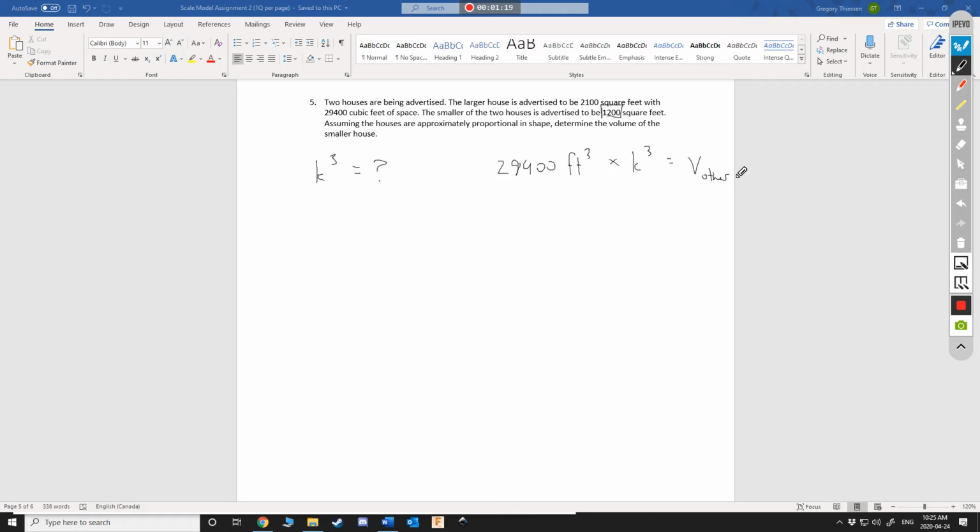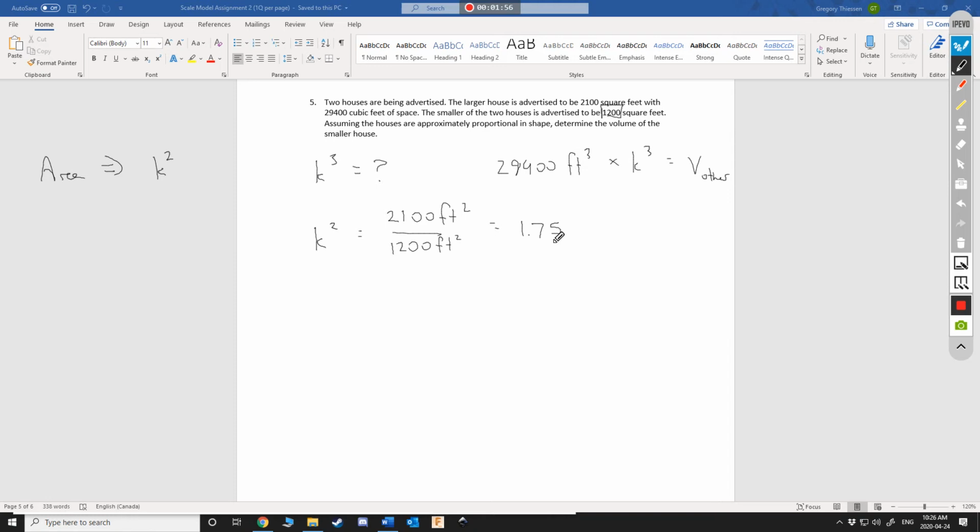What we can compare is the area. So when we compare the areas, what we have to recognize is that area scales by k squared. So k squared, if we compare the two, is 2,100 square feet over 1,200 square feet. If we divide these two, 21 divided by 12, we get 1.75. So this is our k squared factor. To find volume, we need to find k cubed.